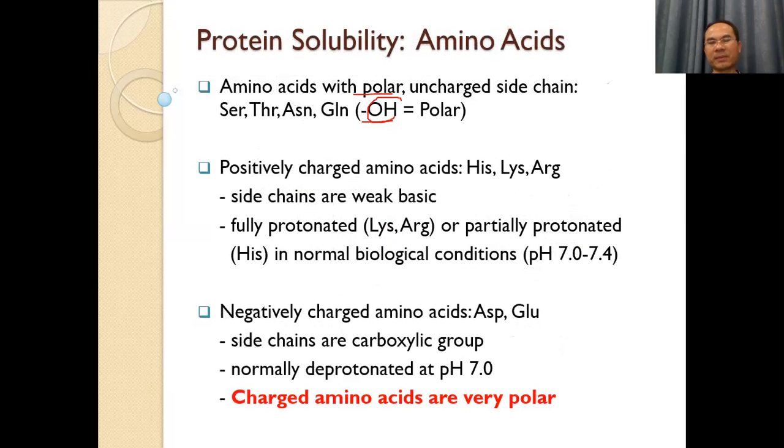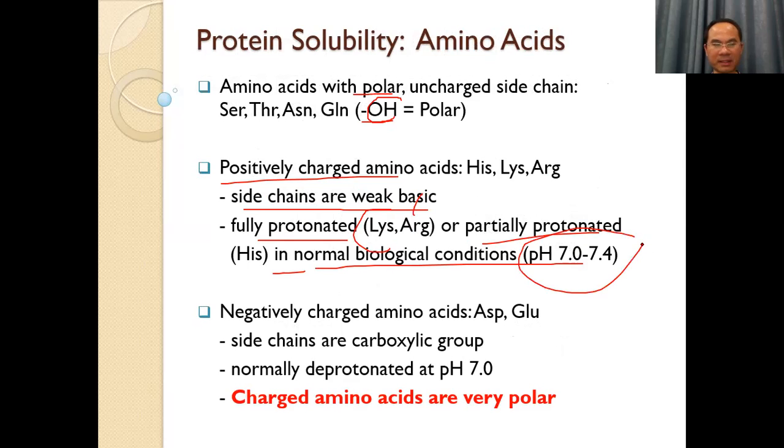Okay. The positively charged amino acids like histidine, lysine and arginine have side chains that are weakly basic. They are fully protonated or partially protonated, histidine partially, and lysine and arginine fully protonated, in normal biological conditions, pH around 7. For the negatively charged amino acids like aspartic acid and glutamic acid, the side chains are carboxylic, and they are normally deprotonated at pH 7. Charged amino acids are very polar.